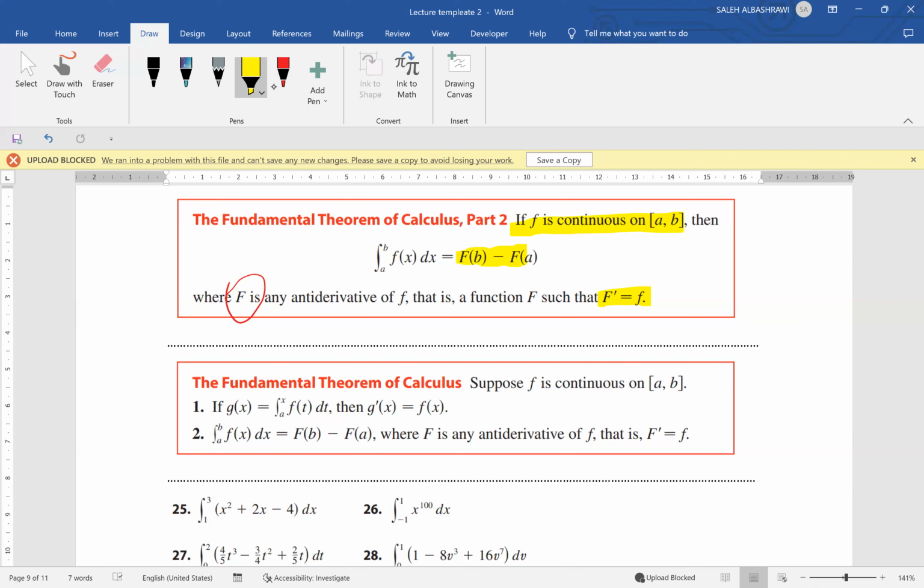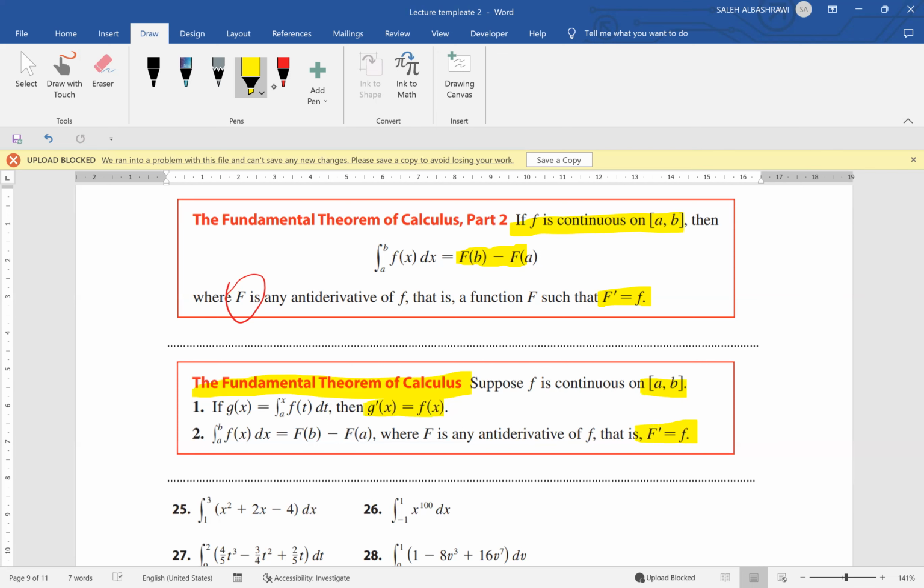So if you combine the two parts, part 1 and part 2, we have the Fundamental Theorem of Calculus. Let's suppose that f is continuous on the closed interval a, b. Then if g of x equals the integral from a to x of f of t, then g prime equals f. Second, if we have the definite integral from a to b, not x this time, of f of x, it equals capital F of b minus capital F of a, where F is any antiderivative of f, or F prime equals f.